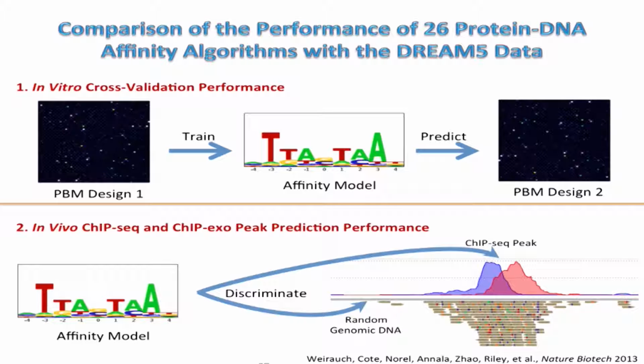The second part of this performance comparison study is where you take the affinity model that you built in the first part, and then using totally independent ChIP-seq data, you measure how well your affinity model can discriminate the underlying DNA sequences that correspond to the ChIP-seq peaks. How can it differentiate those sequences from random genomic DNA? Let me just show you the results.